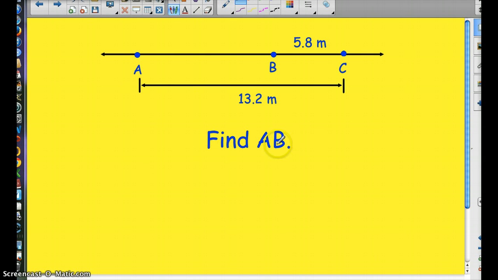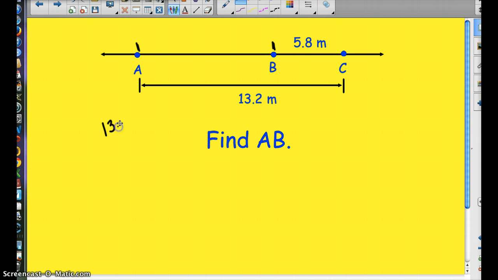Now in this example, we're trying to find AB. We're trying to find this segment. So here we know the total AC, and we know another piece of the line, BC, is 5.8 meters. So now we have to find AB. So take a moment and see, how would you figure this out? What mathematical operation would you use? That's right, I would use subtraction.